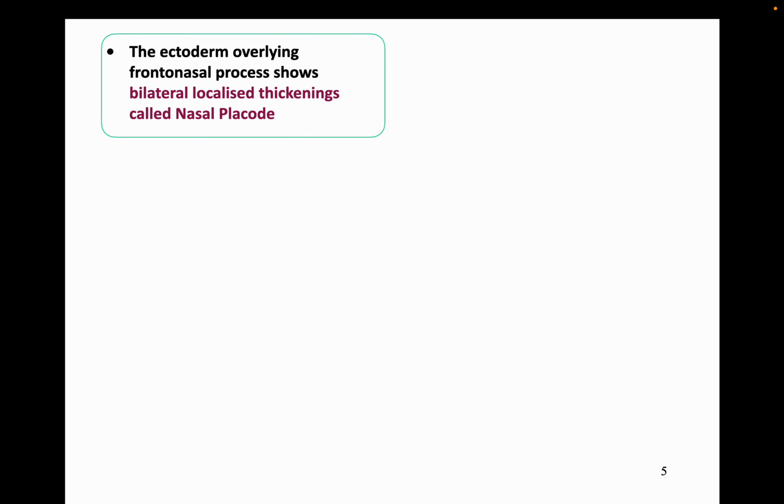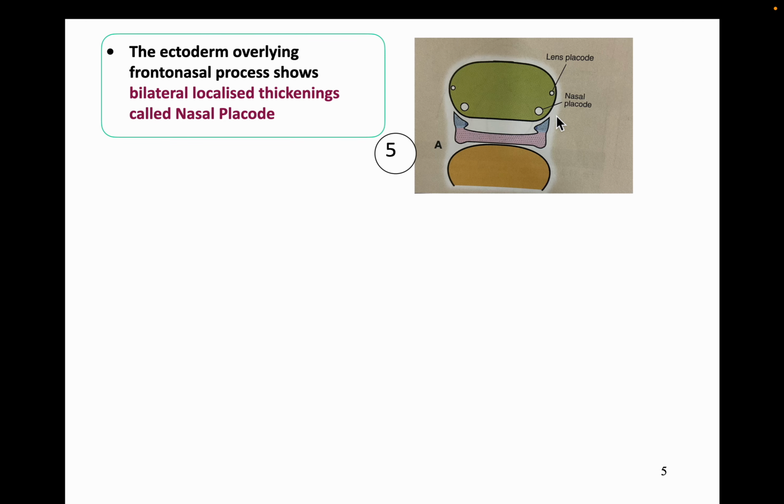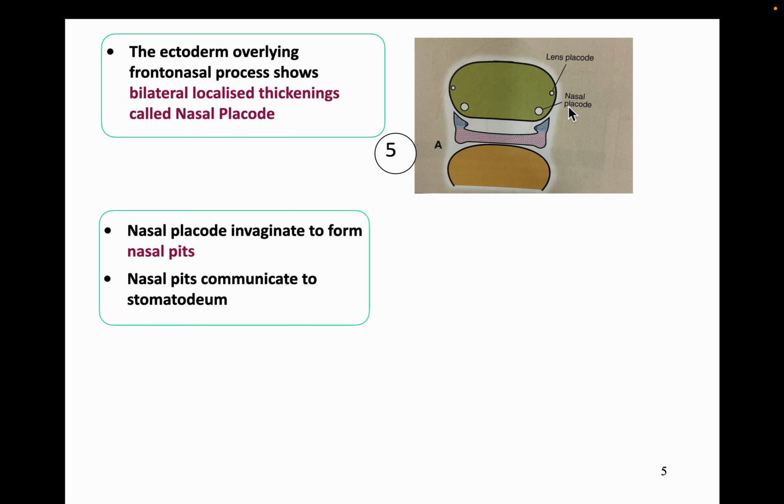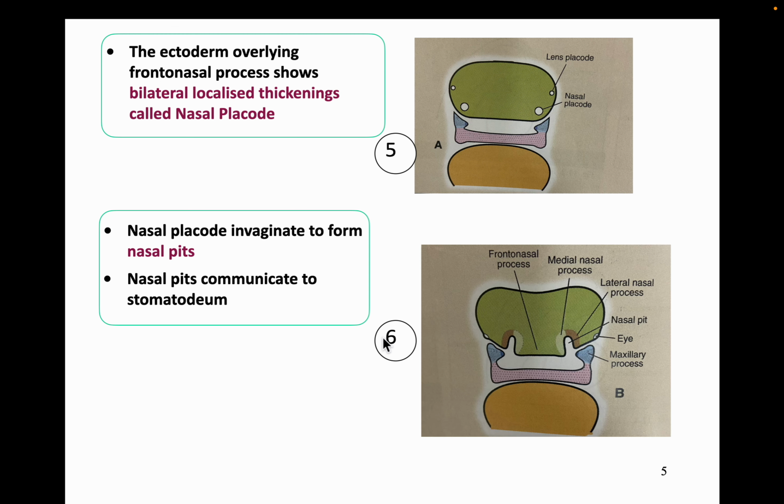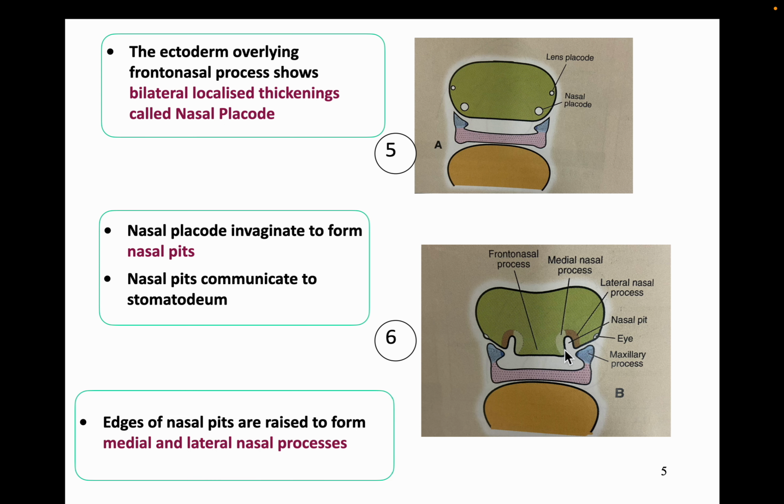The ectoderm overlying the frontonasal process shows bilateral localized thickenings called nasal placodes, and later on these nasal placodes invaginate to form the nasal pits. Now these nasal pits communicate with the stomatodeum. You can see here the stomatodeum. Then the edges of the nasal pits are raised to form the medial and lateral nasal processes.